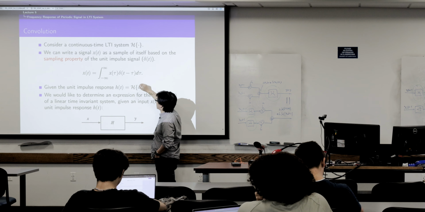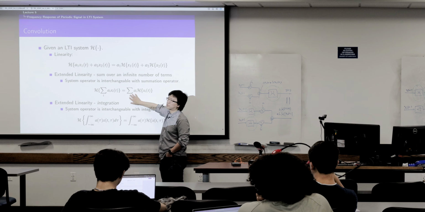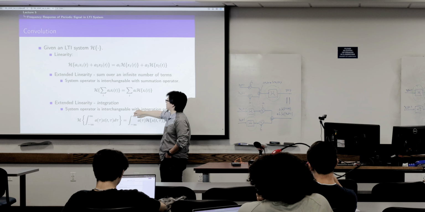So we need a more complex version of it. For example, the first step is to increase two items to more items here. This is an extended linearity definition, and we can even replace this sum by an integral. Basically, it means that if we pass a signal through a system, that is equivalent to passing through the system first and then doing the integral. This is the version that we're going to use to prove convolution.